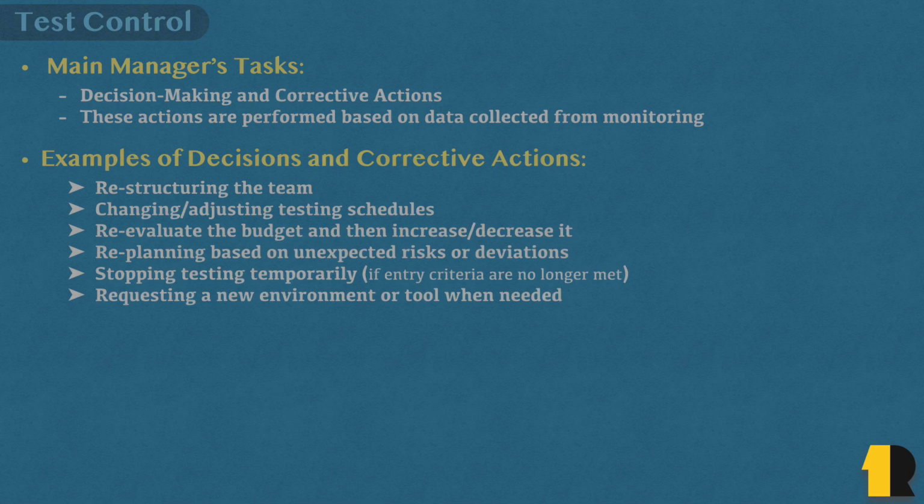Maybe you'll have to restructure your team. For example, if testing new features manually is moving slower than expected, you might assign an automation tester to help the manual team. And believe me, he's going to have all the fun in the world. We can also think of adjusting schedules. Maybe you want to delay a milestone by a few days to make sure quality isn't compromised. You can also reevaluate your test budget and maybe increase or even decrease it according to the project's needs.